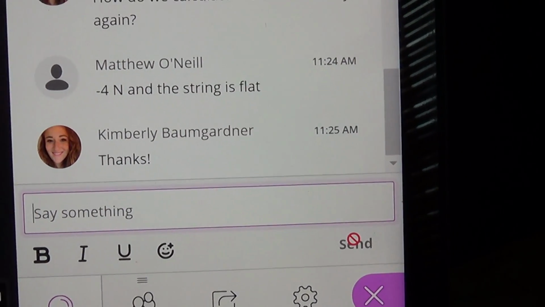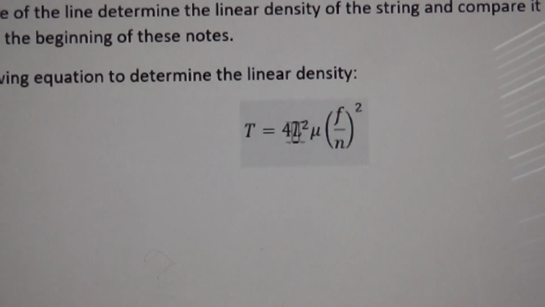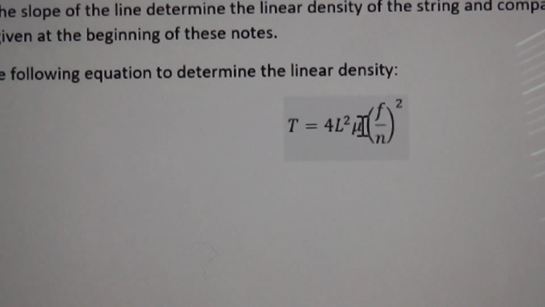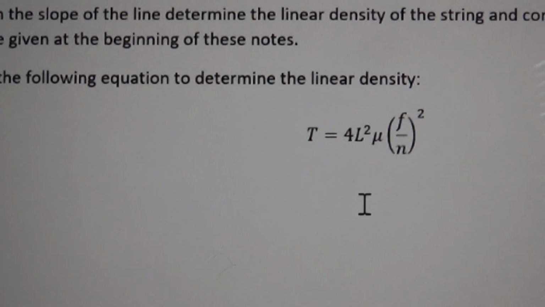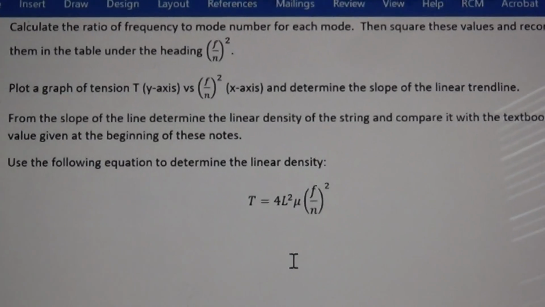So that equation right there. So there's the y, there's the x, and then 4L squared mu represents the slope. And you have a numerical value of slope from the graph, and you equate that to 4L squared, and divide the slope by 4L squared, and you have your mu.